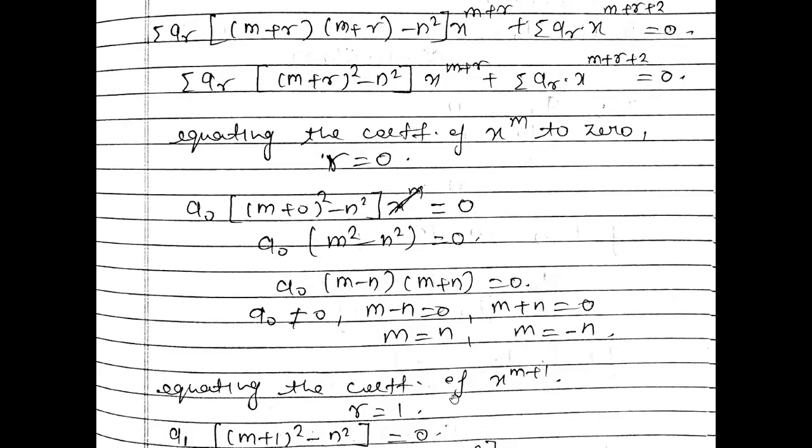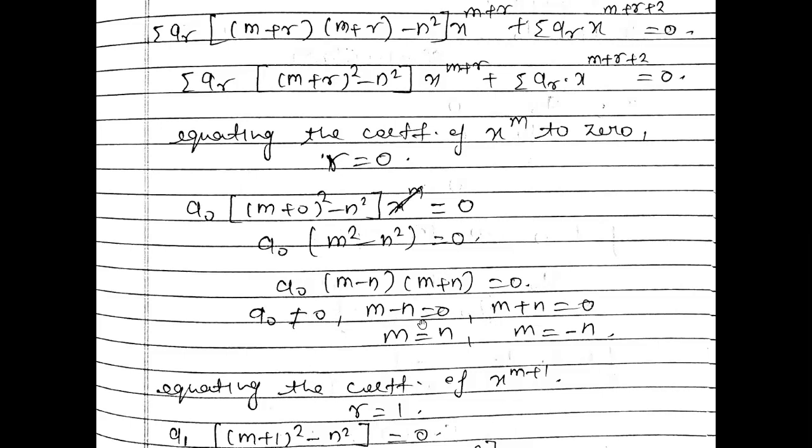So a0 (m minus n)(m plus n) is equal to 0, using a squared minus b squared. a0 does not equal 0. This is our first term of the series, so it can never be 0.